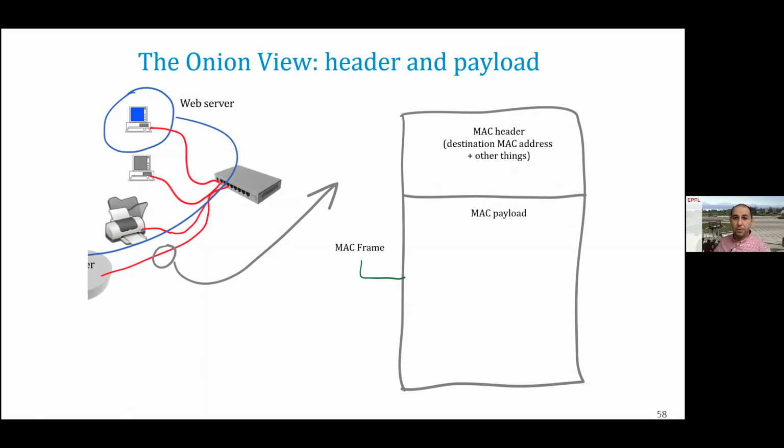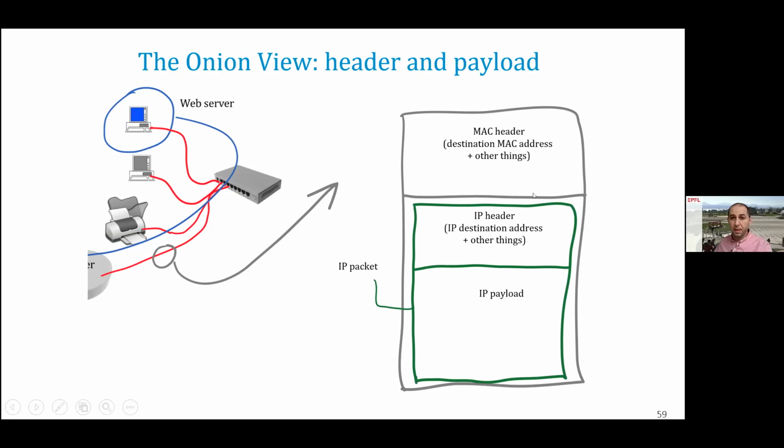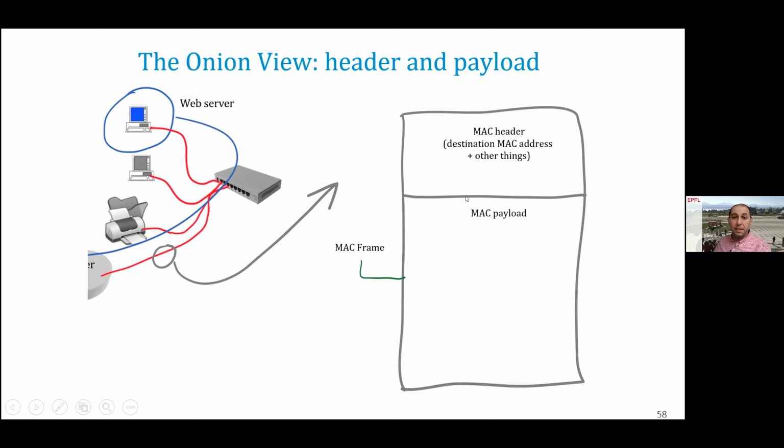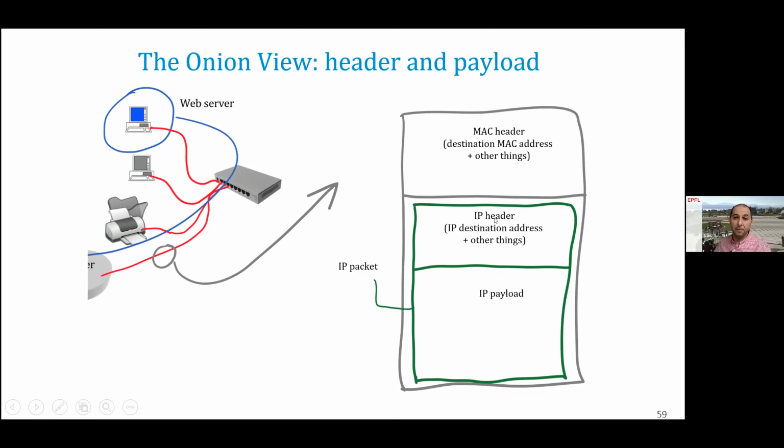The onion view. Here we have the MAC frame. In the MAC frame, we have the MAC header, where we have the MAC addresses and other control fields. What comes after the header is the payload of the MAC frame, which is nothing but the IP packet. Within the IP packet, we again have the IP header, where we have the source and destination IP addresses and other things. And we have the payload.